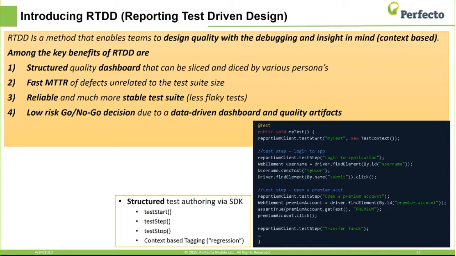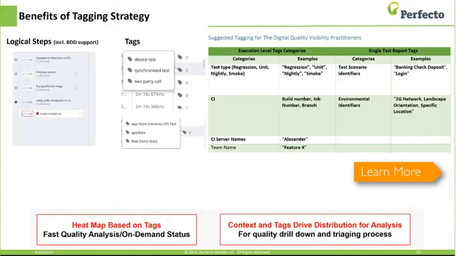When you're starting to develop your test, put the structure, context, tags. As you can see on the bottom of the screen, this is taken from the SDK tutorial which we have online. You put the test start, the test step, the test stop. This is our SDK. It's very easy, very intuitive to use, and allows you to implement this RTDD as part of your functional test automation. It doesn't matter which test framework you are using, which IDE, it works across the different plethora of our supported frameworks.